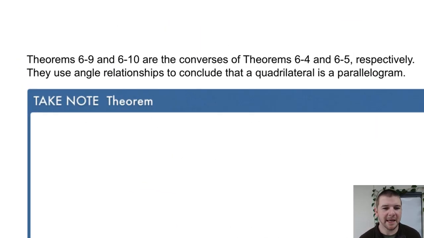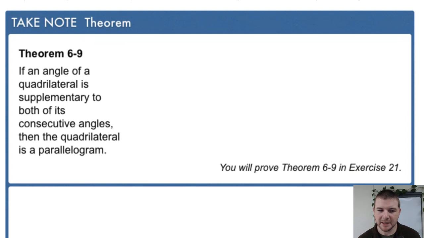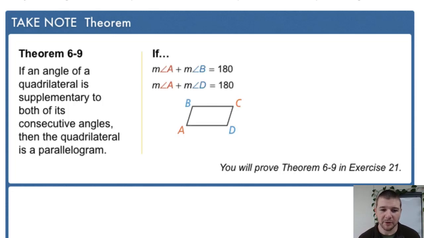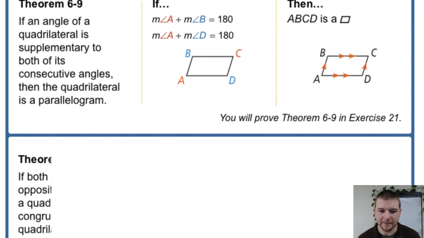Theorems 6.9 and 6.10 are the converses of Theorems 6.4 and 6.5 respectively. They use angle relationships to conclude that a quadrilateral is a parallelogram. Theorem 6.9 states, if an angle of a quadrilateral is supplementary to both of its consecutive angles, then the quadrilateral is a parallelogram. So if the measure of angle A plus the measure of angle B equals 180, and the measure of angle A plus the measure of angle D equals 180, then ABCD is a parallelogram.